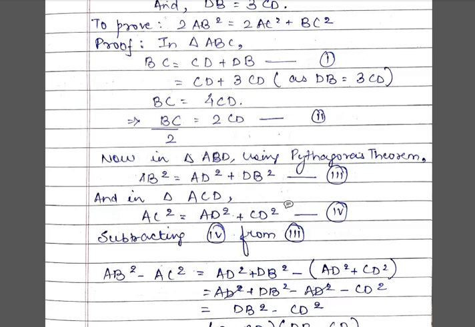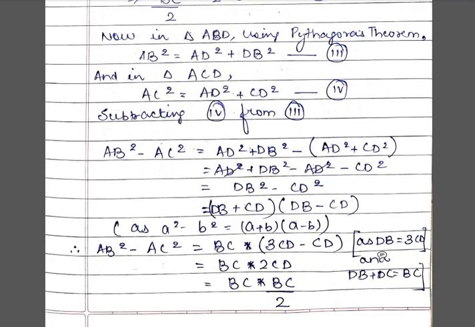minus whatever was there in equation 4 I have written over here. Okay, when I open up the bracket now, AD square minus becomes, CD square minus becomes, AD square plus is there, AD square minus B is there, both of them will cancel out each other. I am left with DB square minus CD square.